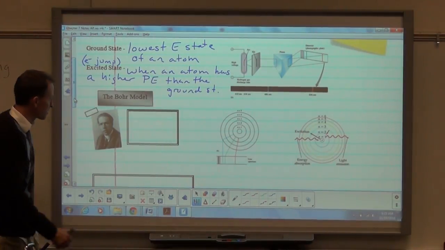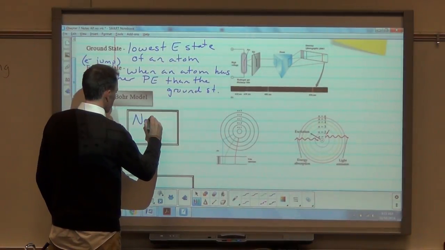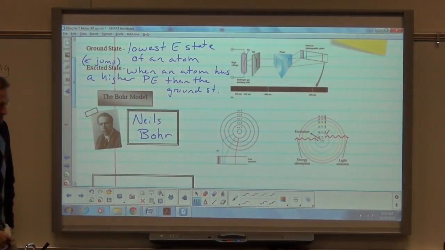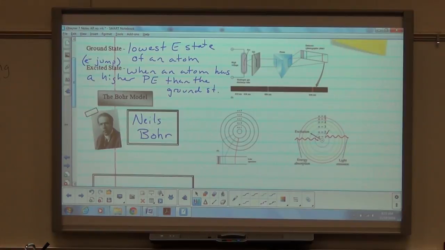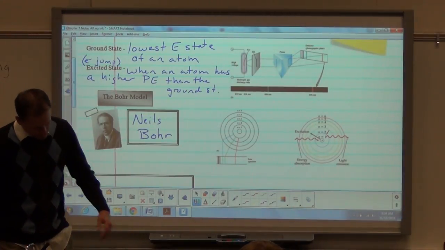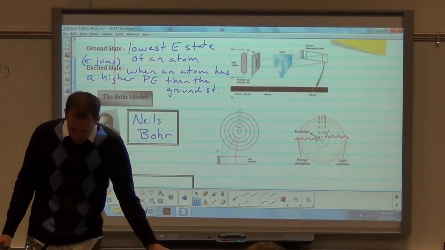Niels Bohr, next one. Let's talk about him a little bit, what he brought to the table. And did I just misspell his name? I feel like I just misspelled this.